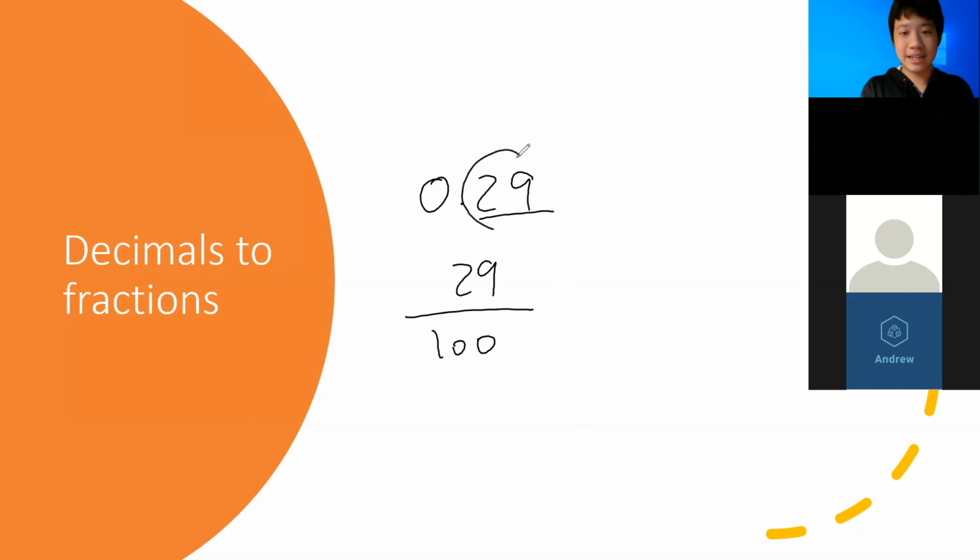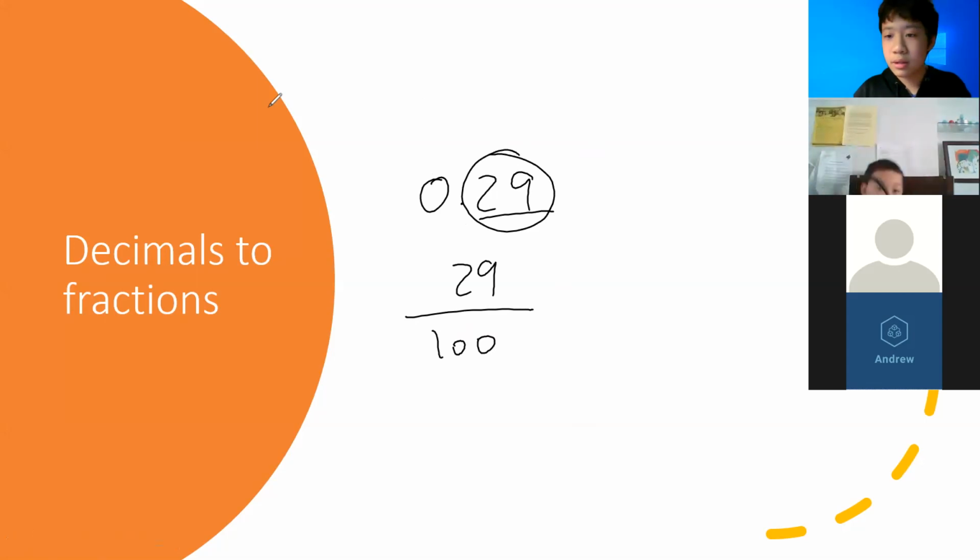You would just take the number here, okay? So you just take the number and put it under some kind of power of 10, depending on how large this number is.